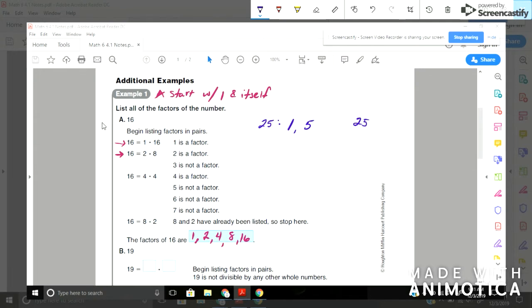And you just have to write it once. And we should be done because 6, no. 7, no. 8, no. We already met in the middle there. So there's only 3 factors of 25. It'd be 1, 5, and 25. Okay. Let's do maybe one more, and I'll do the horizontal method again.